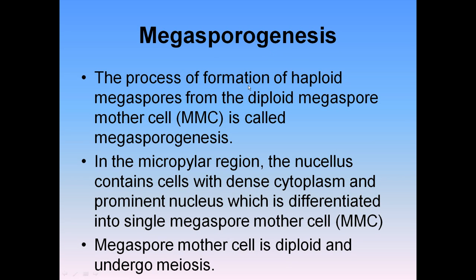Megasporogenesis. Now have a deep understanding of the process of megasporogenesis. It is the process of formation of haploid megaspores from the diploid megaspore mother cell, as we have discussed earlier as well. In the micropylar region, the nucellus cells with dense cytoplasm and prominent nucleus are differentiated as a single megaspore mother cell. And you can see only a single cell is capable of giving rise to the whole structure of the embryo sac. So this is very, very important. The megaspore mother cell is diploid. However, it is going to divide by the process of meiosis to form tetrad cells, that is four cells.